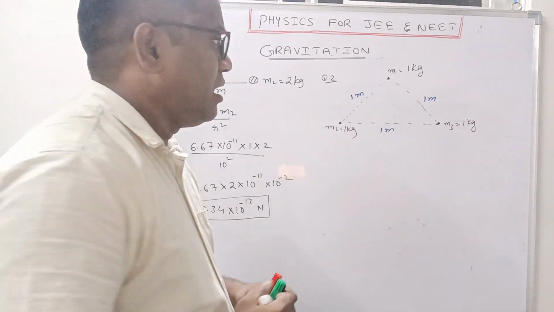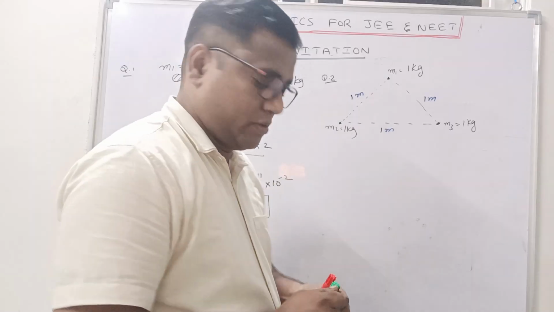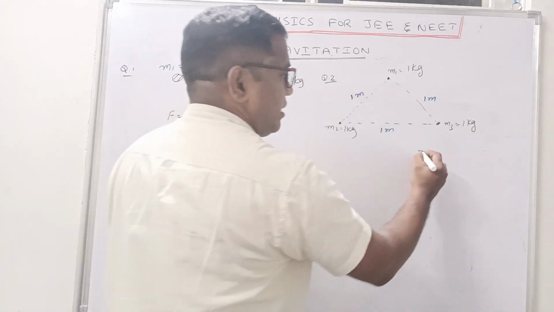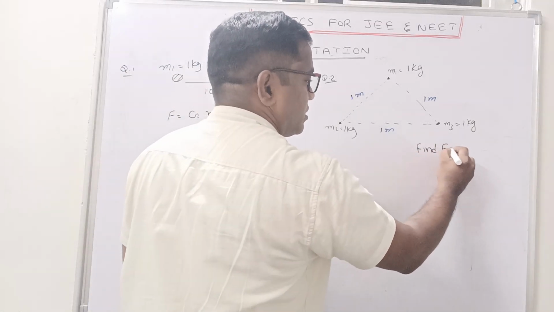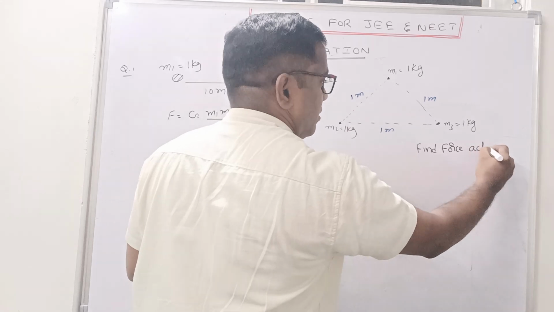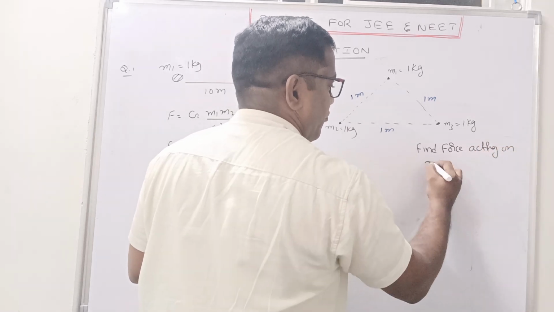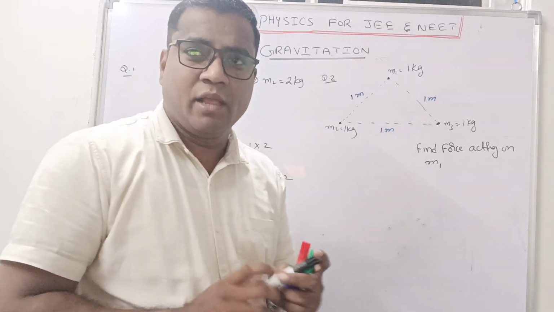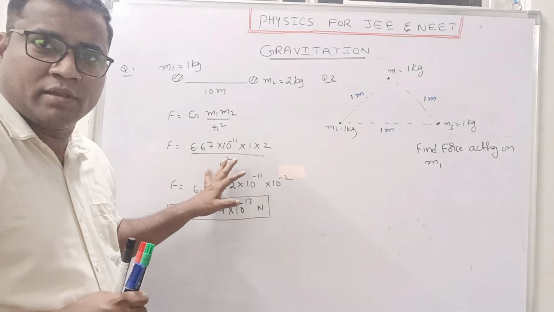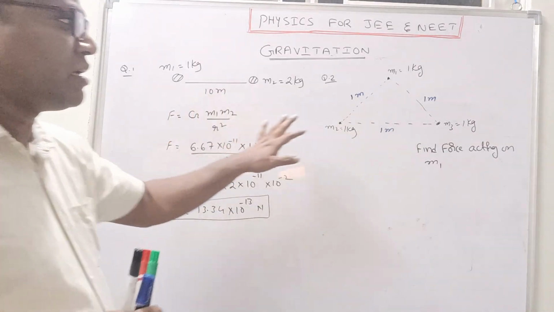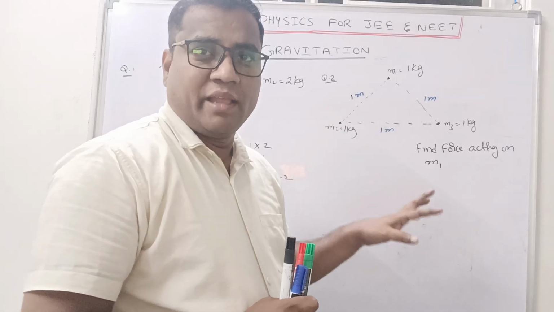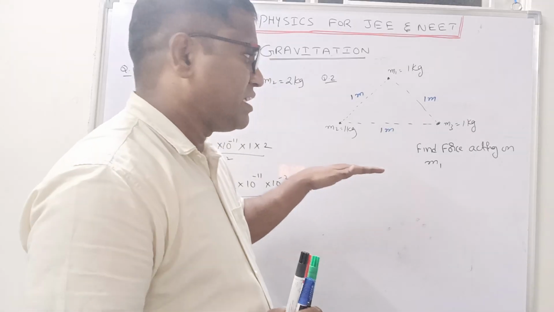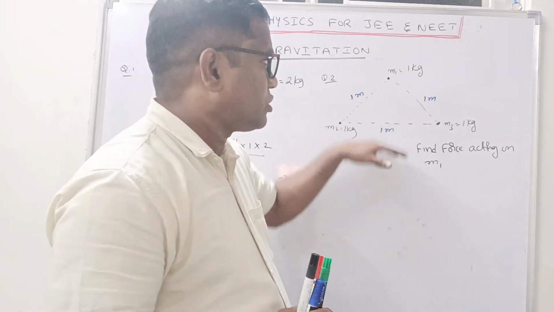Now he is asking the force acting on M1. What is he asking? Find the force acting on M1. So now we will try to understand. We already know how to solve a 2 particle system. Now we are trying to understand the 3 particle system. In a 3 particle system, 3 masses are given. So how to find out the force? So what is our target? We are going to find out the force on M1.